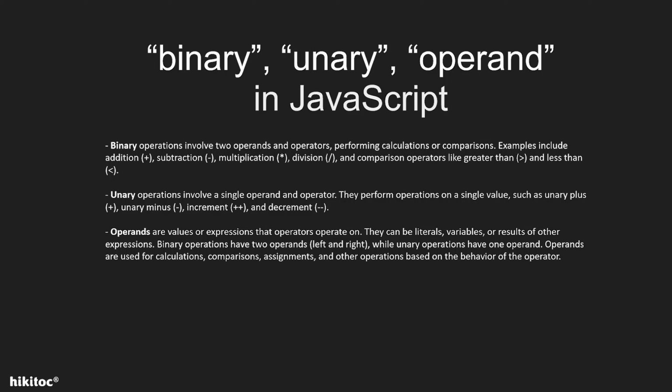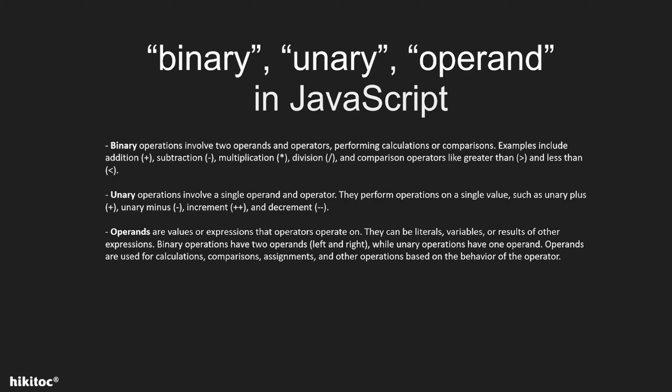Unary refers to operations or operators that involve a single operand or input. Unary operators perform an operation on a single operand and produce a result. Unary plus, unary minus, increment and decrement. Unary operators can also be used to convert a value's sign, increment or decrement a value, or perform other specific operations on a single value.